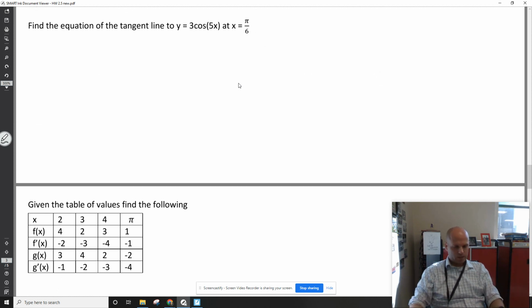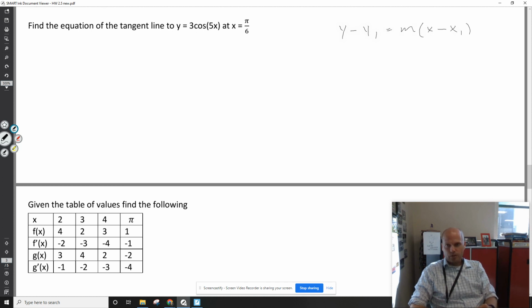Except for something like this. I'm asking you to find the equation of the tangent line. All right, so let's remember the slope is f prime. The equation of a tangent line is the line equation.